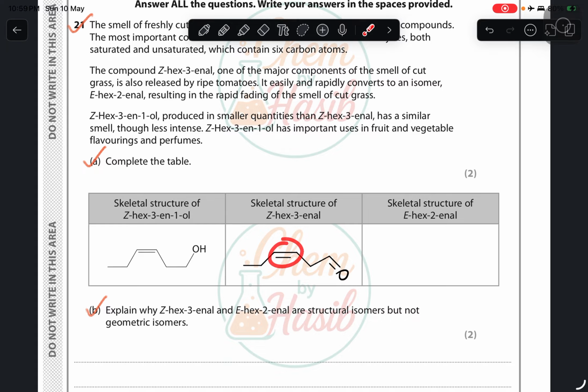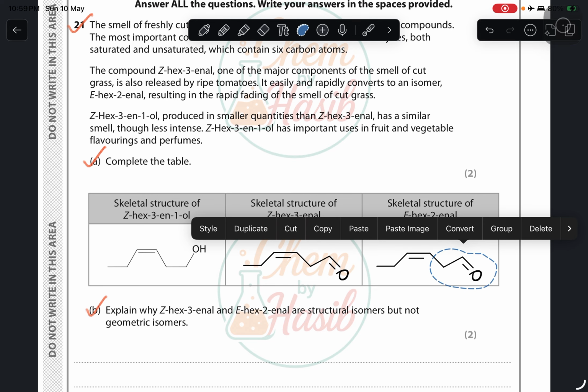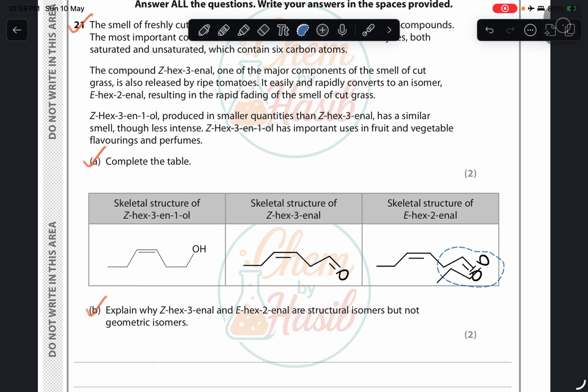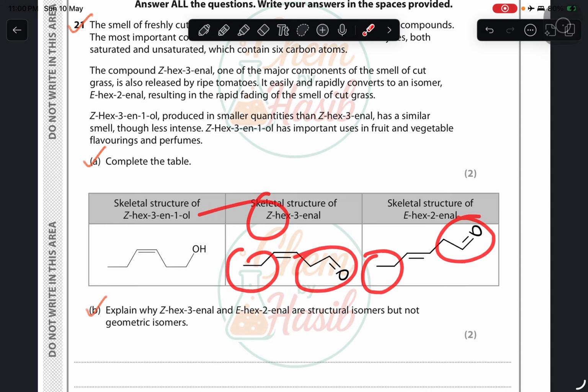Then it says E-hex-2-en-1-al. So let us copy this and paste it here. It's an E isomer, so the high priority group should be on the other side, not on the same side. It should be like this. When the high priority groups are on the same side, that's a Z isomer. When the high priority groups are on the opposite side, then it's an E isomer.